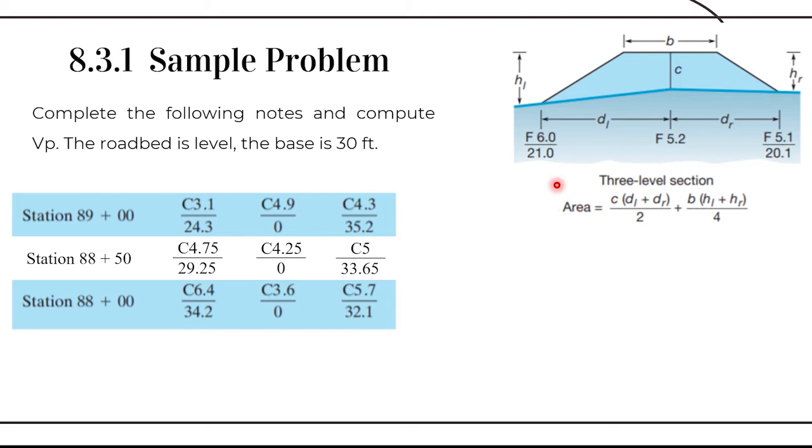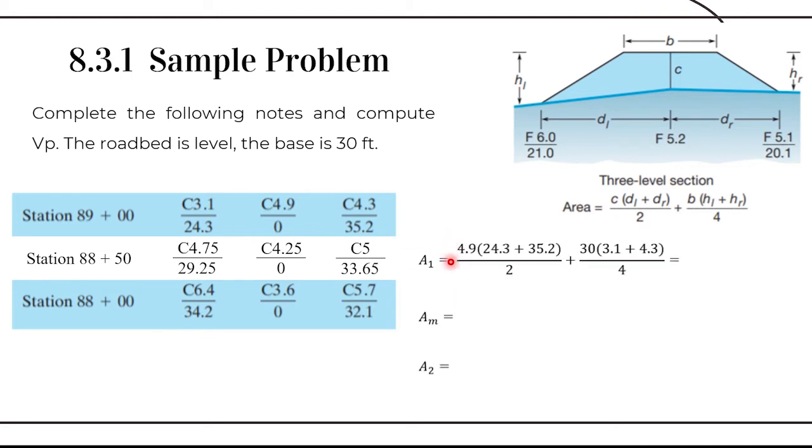So how do we find the area for a 3-level section? Given here is a formula for the area of a 3-level section, where C is the height of the center, DL is the distance left, DR is the distance right, B is the base, HL is the height left, and HR is the height right. Using the formula, we can now find the areas of each cross-section.